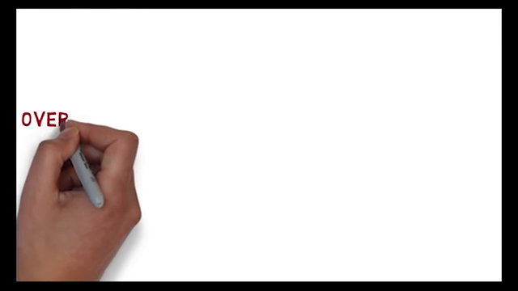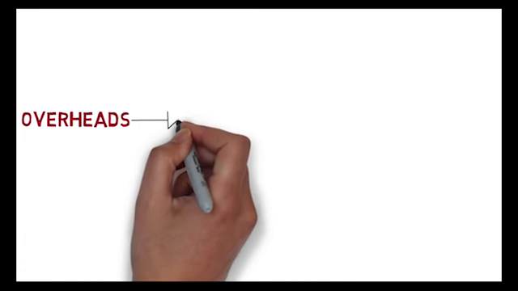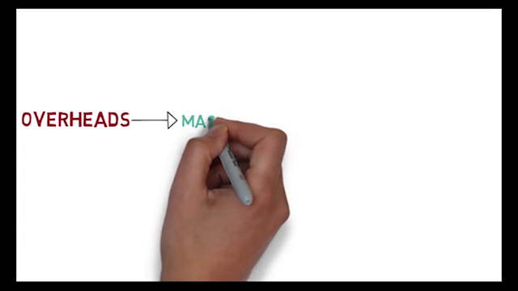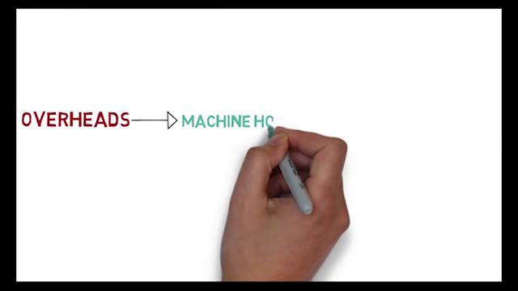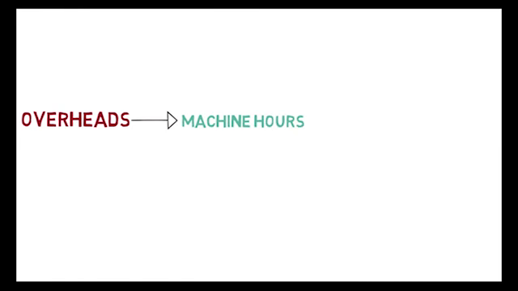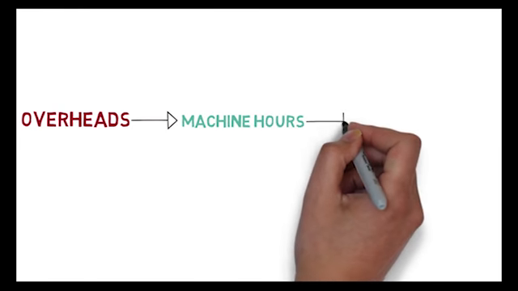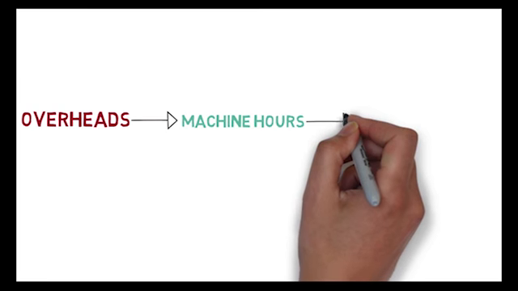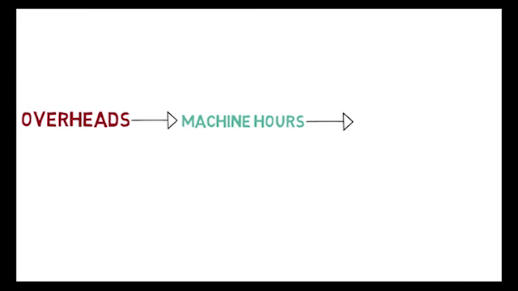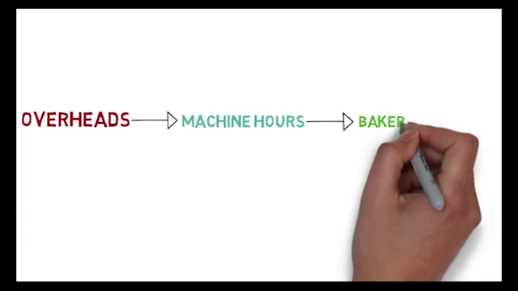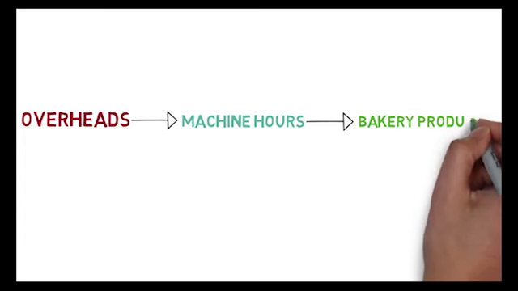Bob has decided to use a simple method of allocating indirect costs to products called the plant-wide method. Bob estimates all of the indirect costs in the bakery, such as depreciation, rent, maintenance, and electricity, for the upcoming year, and aggregates these costs into a single cost pool. Bob then selects a single cost driver that best represents the cause and effect relationship between the use of overheads and the products made in the bakery.